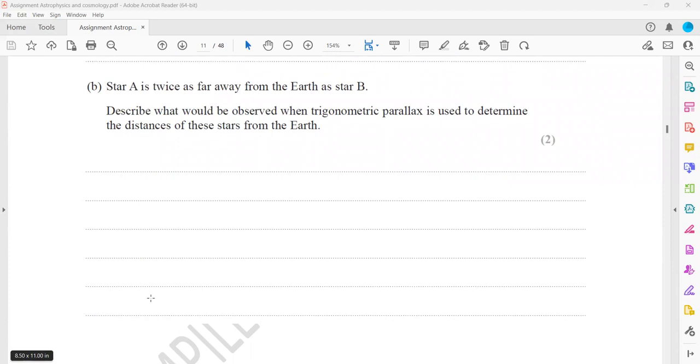Star A is twice as far from Earth as star B. Describe what would be observed when trigonometric parallax is used to determine the distance of these stars from the Earth. Like we have the Earth, and we have two stars. Star A is twice as far as compared to star B.